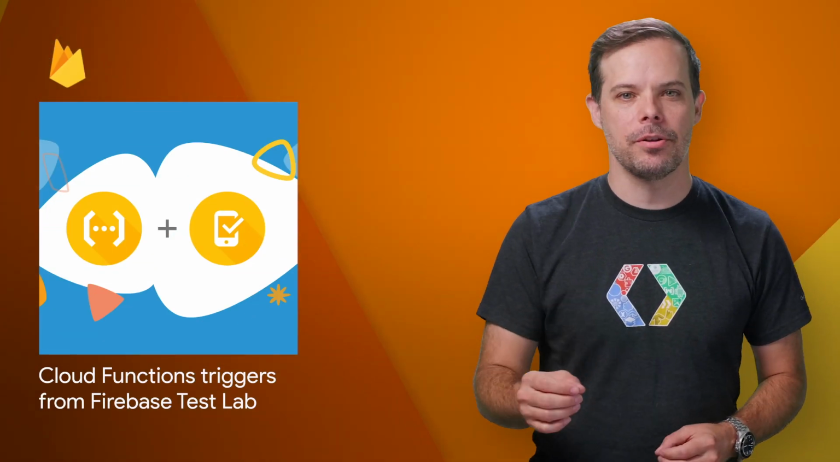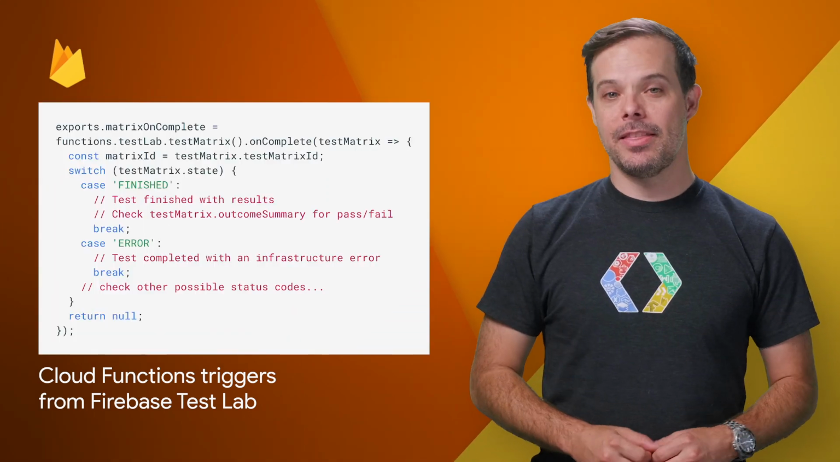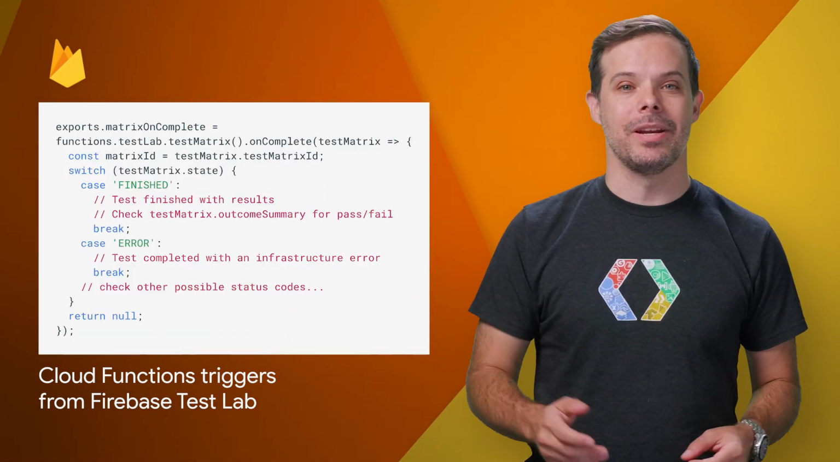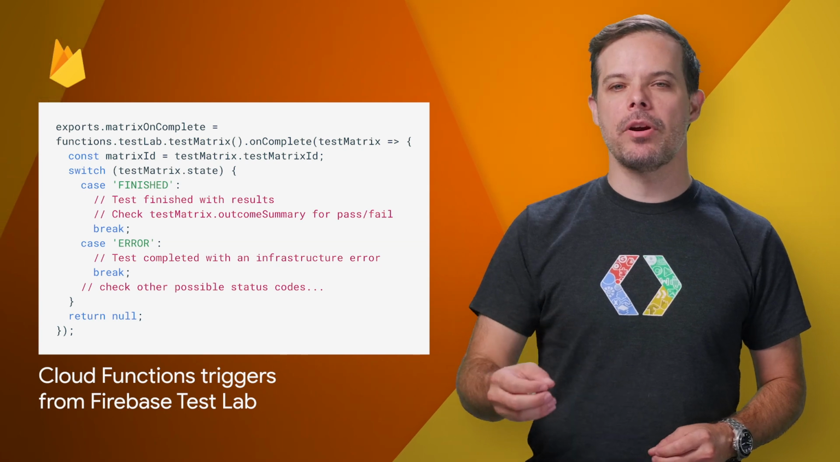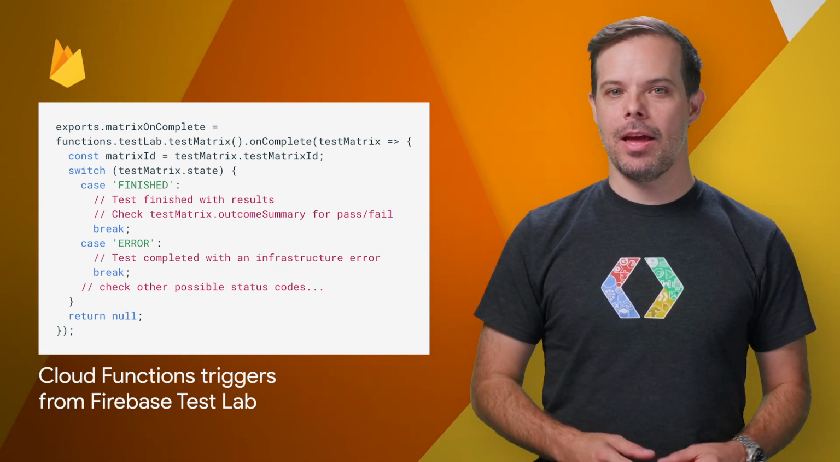You can now write Cloud Functions triggers that receive test results from Firebase Test Lab. This makes it much easier to know immediately when a test finishes and get a summary of its results. Example code and links to the docs are on the post.